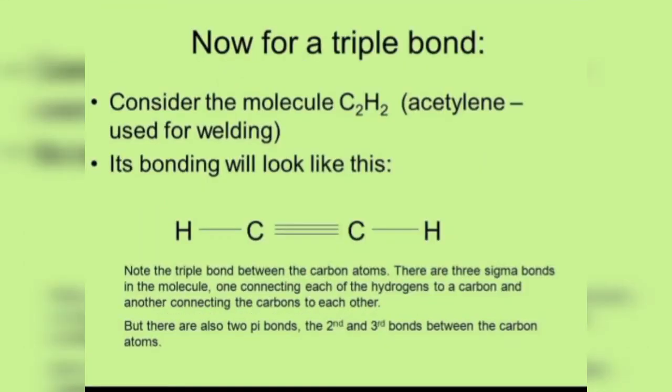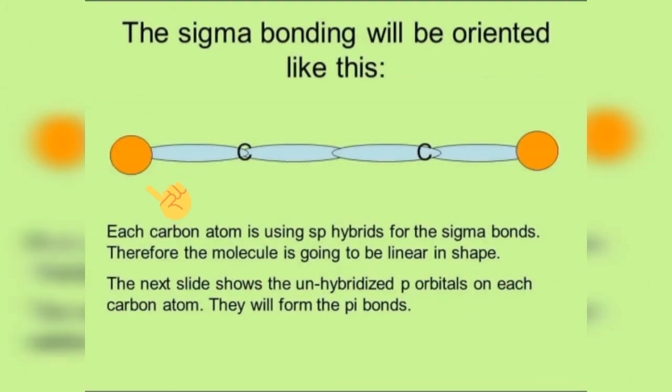Next example is acetylene, or ethyne, with a triple bond between the carbon atoms. There are 3 sigma bonds in the molecule, one connecting each of the hydrogen atoms to a carbon atom and the other joining the two carbon atoms. There are also 2 pi bonds between the carbon atoms. Here you can see 3 sigma bonds. The carbon atom is using sp hybrids for the sigma bonds, therefore the molecule is going to be linear in shape.